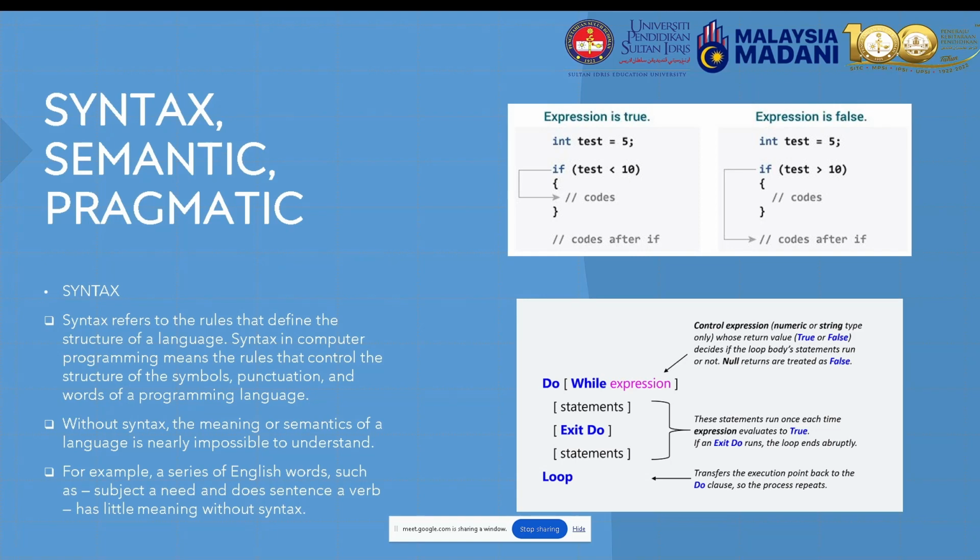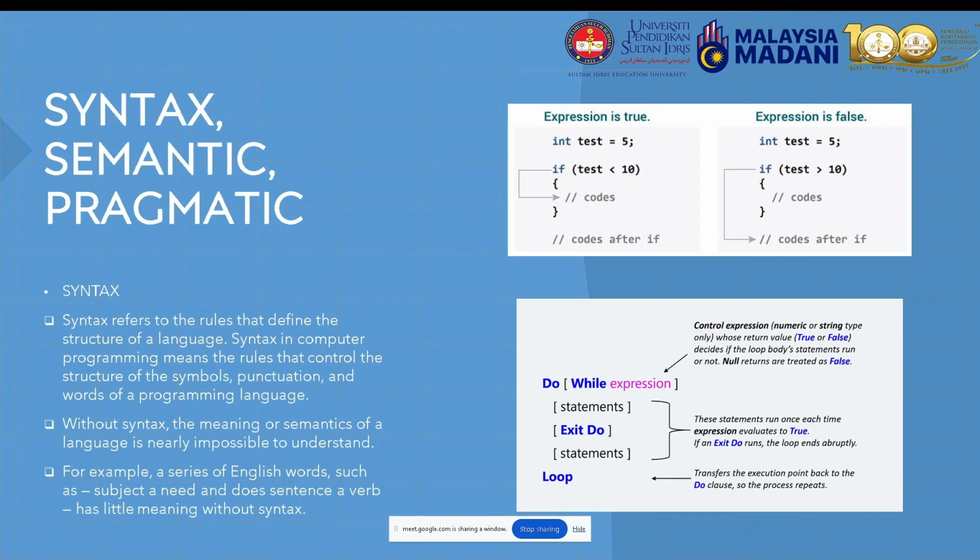While in programming, it means the set of rules that define what the various combinations of symbols mean. For example, here we have a do while expression, we have exit do, and then we also have a loop statement and so on. This one is very important to know.